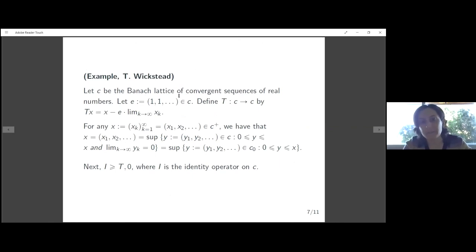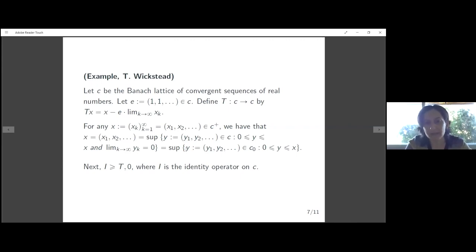Again, we have the space of convergent sequences, the Banach lattice of convergent sequences, and E is denoted to be this element. It's interesting to see that the operator used here has the following form: T on X is X minus E times the limit of XK. And what we observe here is that X is the supremum of all those Ys which are between 0 and X, and the limit of YK where K goes to infinity is 0.